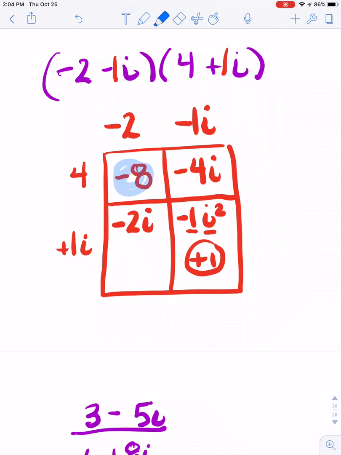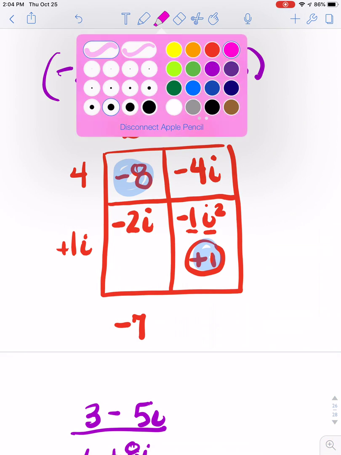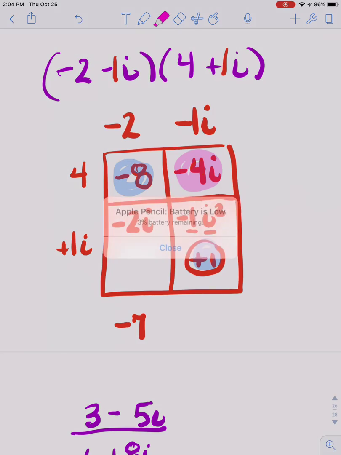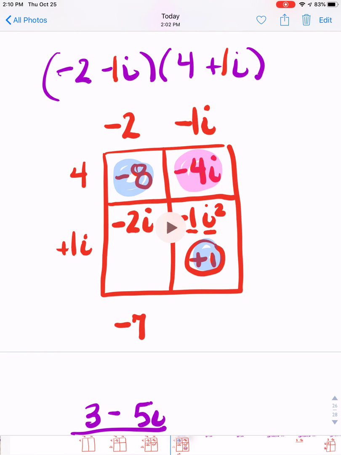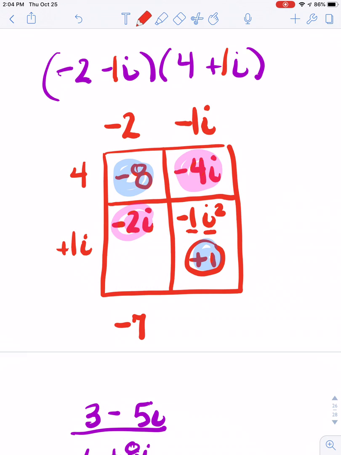Okay, so the first thing I'm going to do is put those two pieces together. -8 plus 1 is -7. Then I'm going to put these two together. So -2i and -4i together is going to be -6i. And that's going to be my final answer.